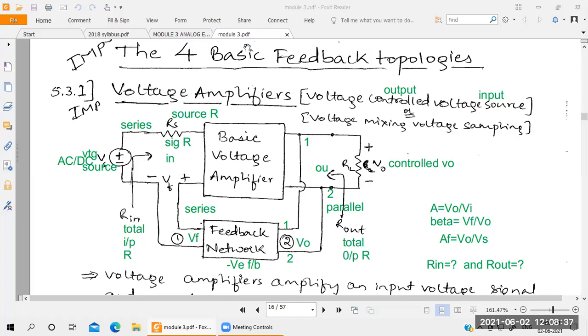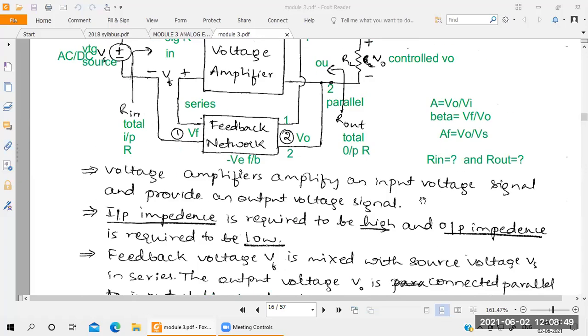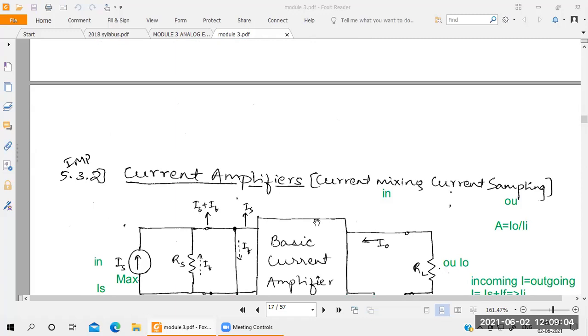Understood? So here you connect the input in series. Input in series, output in parallel connection. That's why it's called series shunt feedback. Remember this one: for the voltage amplifier, you always have to maintain higher input impedance and lower output impedance. Again, you take connections for the feedback: series input and shunt output. Understood? Next, you take the second amplifier.